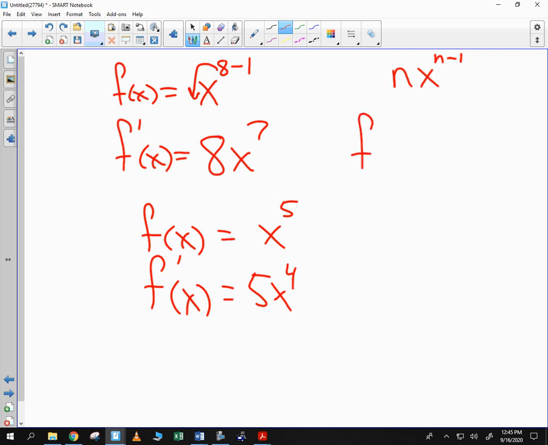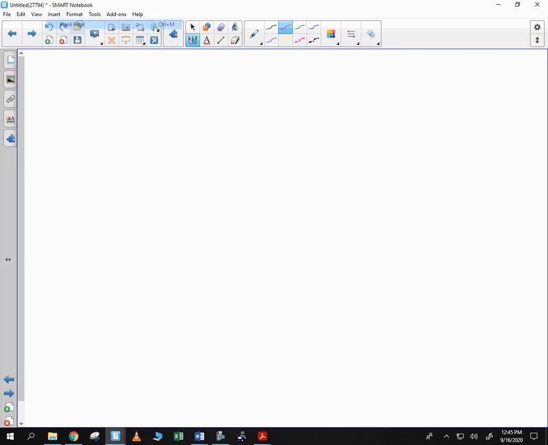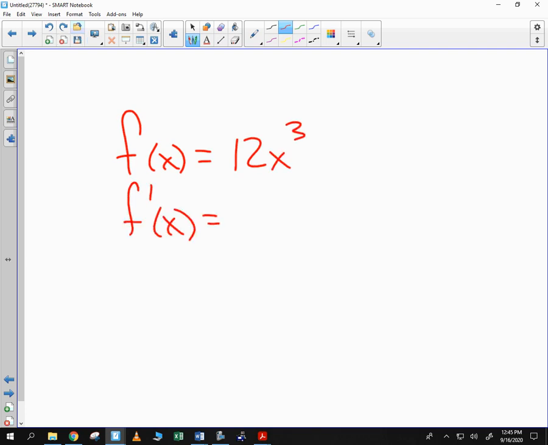We'll do a tricky one. Suppose that f of x is x to the 3/2. Well, then the derivative is, dump the 3/2 in front, x to the 1/2. It's amazing how quickly you can find derivatives. Notice the exponent gets reduced by 1. What if you have a coefficient in front? No big deal. F of x is equal to 12x cubed. So f prime of x is, that 3 dumps in front, 3 times 12 is 36, x squared. Done. Derivatives all of a sudden become super easy.